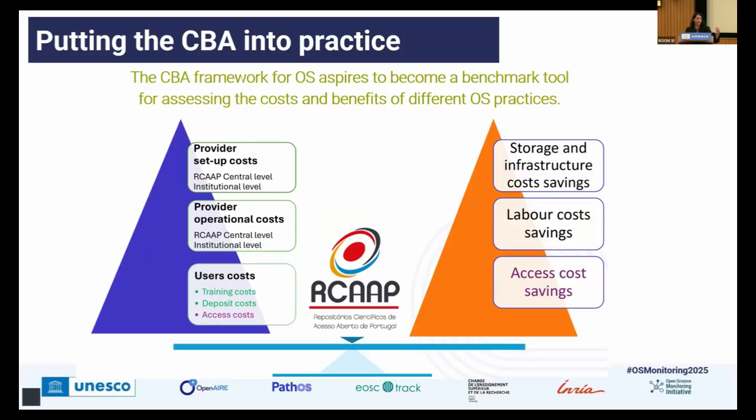the types of costs and benefits are slightly different because it depends also on the objective pursued by the open science resources and on the nature of these resources. In the case of RECAP, Louis will tell you more. We identified, for instance, on the cost side, costs both for the provider at the central level, but also for the institutions participating in these resources. So I will not spend so much time on this.